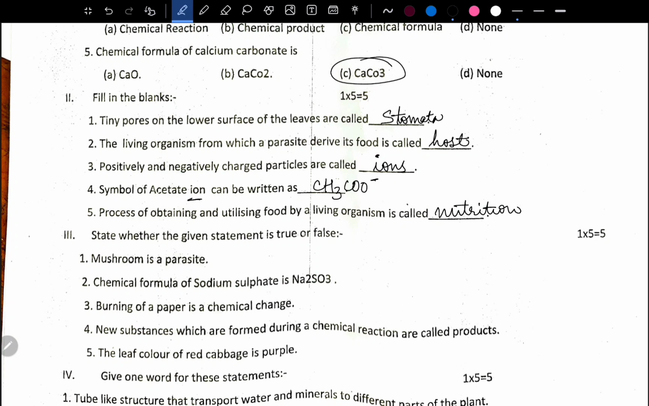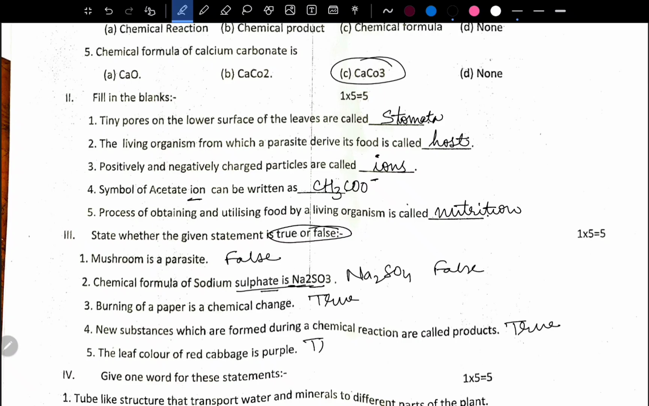Now state the statement true or false. So mushroom is a parasite. This is false statement. Chemical formula of sodium sulfate is Na2SO3. No, it should be Na2SO4. So this is false statement. Burning of paper is a chemical change. True. New substances which are formed during a chemical reaction are called product. This is also true. The leaf color of red cabbage is purple. True.